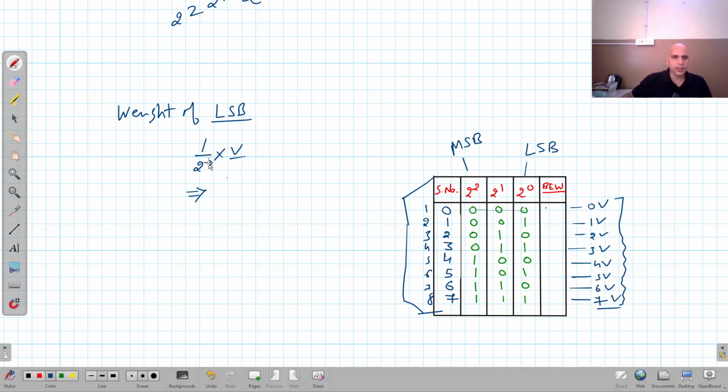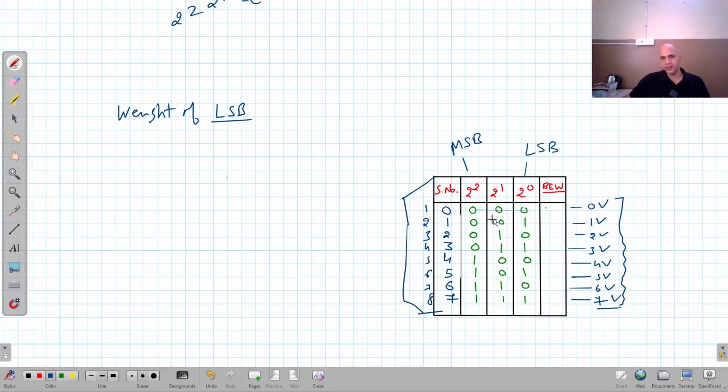So here actually 2 raised to power 0 is wrong. I proceeded in the wrong way, so let's erase it. I'm going to assign the weight to LSB, right? Binary equivalent weight to LSB.